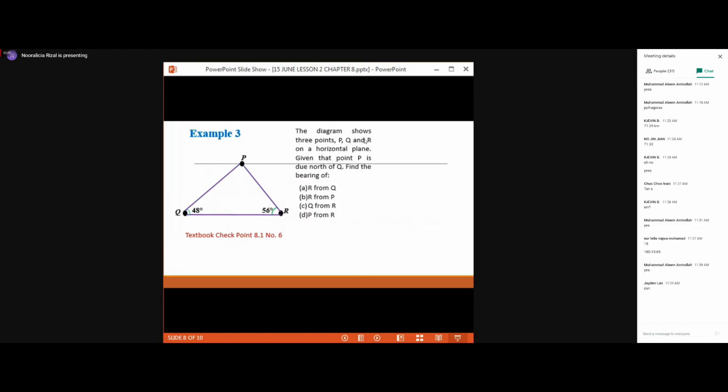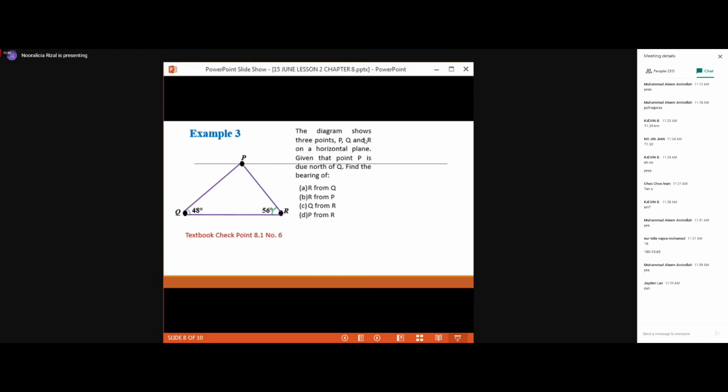All right, this is your last example. I took it from your textbook because I want you to have a look. The way they give you the statement, your information is different from the other two previous examples. It's from your textbook, Checkpoint 8.1, number 6.